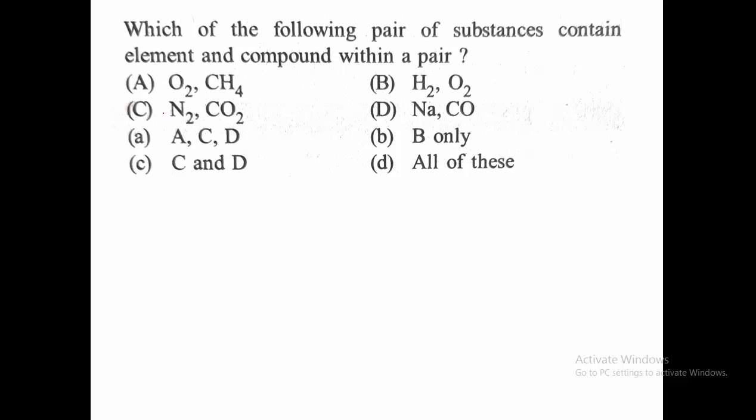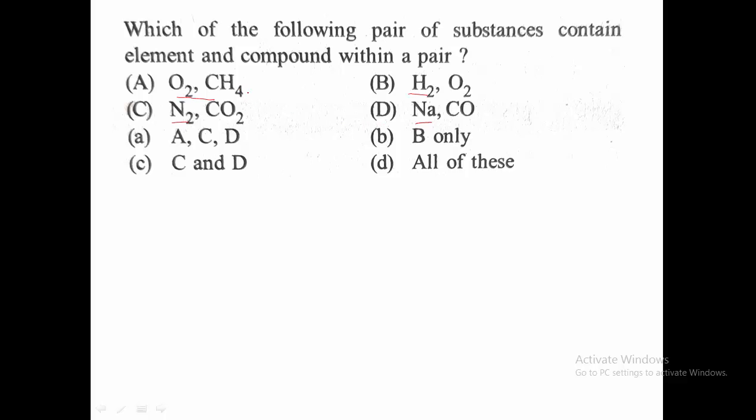Which of the following pair of substances contain element and compound within a pair? Option A, oxygen, CH4, that is methane, and option B, that is H2O2. These are the pairs that they have given, N2, CO2 and Na, CO.